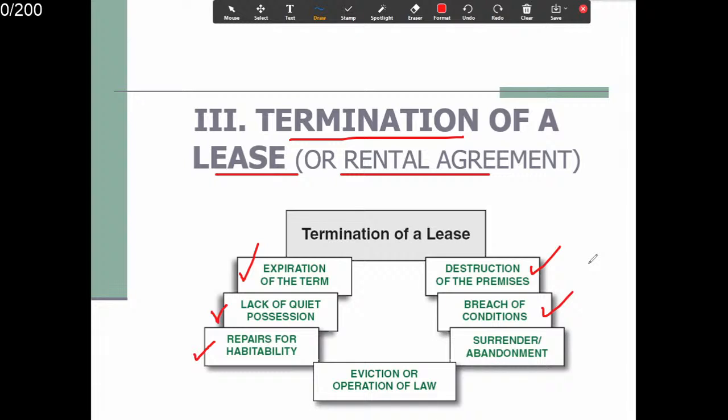Breach of condition，一方犯规了。哎，他不应该晚上去游泳的，10点到10点嘛，他就犯规了，你可以赶他走。Surrender or abandonment，他放弃了，也是结束。Okay, when the tenant abandons the house, it ends the lease. Or eviction or operation of law. 他不交房租，they don't pay rent, you could evict them. Or they do something illegal, right? They grow marijuana in the house, right? You could get them out. Let's end the lease.